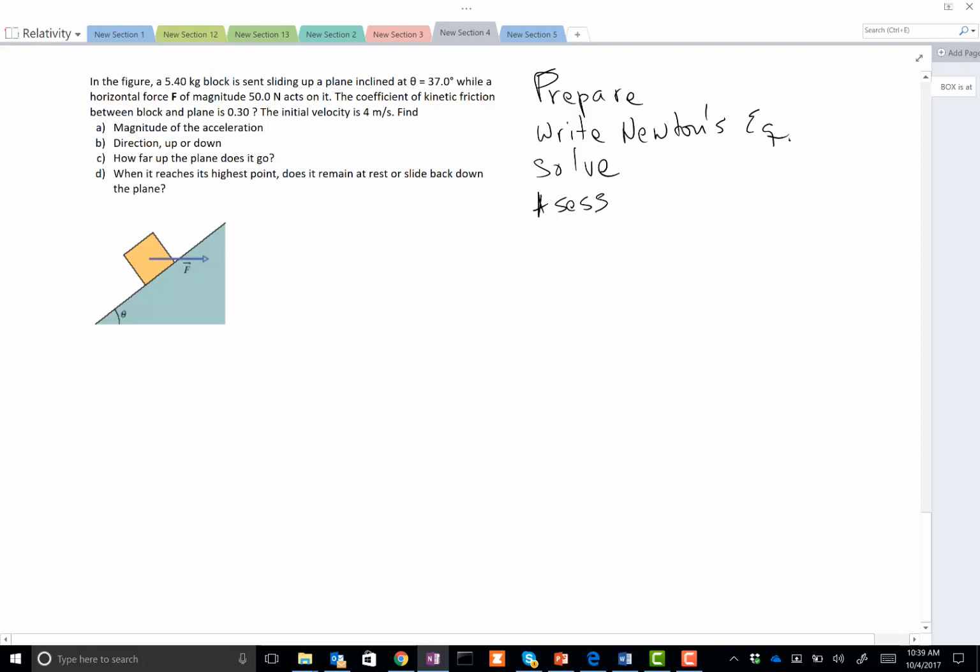So the first thing is we need to identify the object. The object is that block there, and then what are the forces? Well, we have the force F. We are going to have a normal force. We are going to have the weight, and we are going to have the friction. Any other forces? No, I don't think so. So that's good enough. So now let's draw a free body diagram. That's part of preparing. So identify the forces, and then you draw a free body diagram.